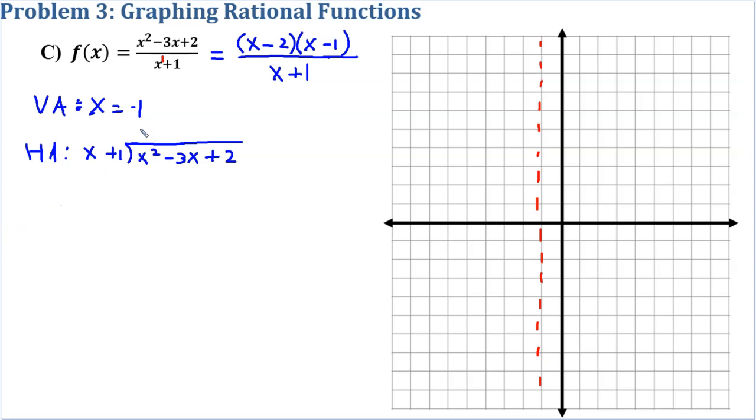x goes into x squared x times: x times x is x squared, and x times 1 is just an x. All right, and we will subtract those. The x squareds will cancel, and negative 3x minus the x will be a minus 4x.